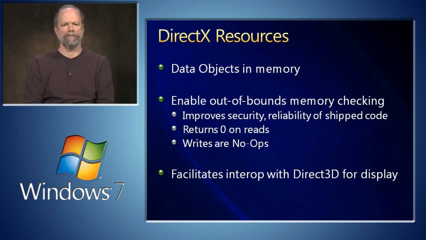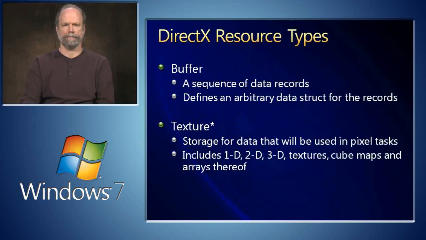So any attempt to read outside of that range returns a 0, and any attempts to write outside that object memory range are ignored by the implementation. And then the other advantage to using these is these are basically the fundamental currency that DirectX APIs use to communicate with each other.